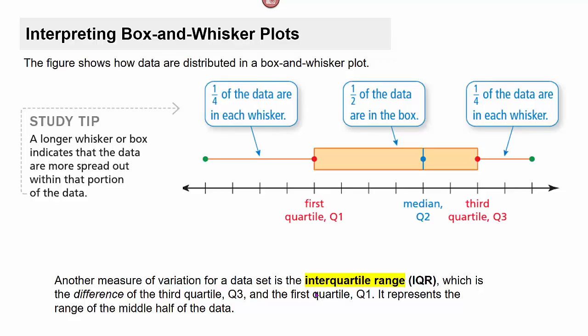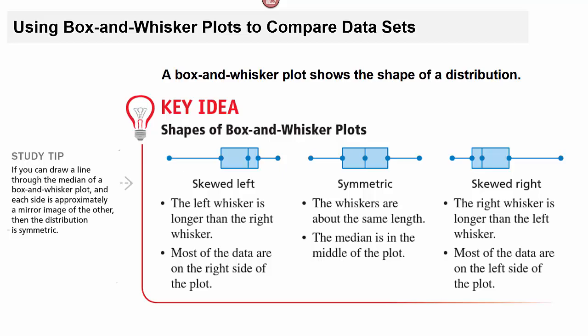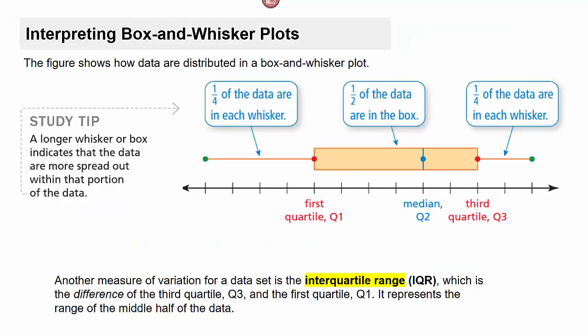I want you to write this one down. This is another measure of variation for a data set. It's the interquartile range, and it's the difference, which means subtraction, of the third quartile and the first quartile. And it basically represents the range of the middle half of the data. Okay. I hope this is helpful to you. I'm not going to go any further. We'll talk about more a little later.